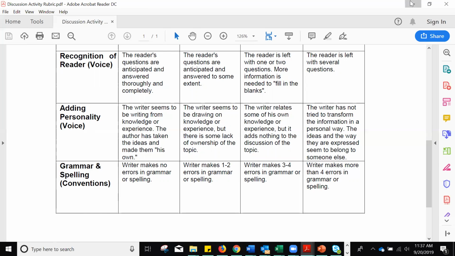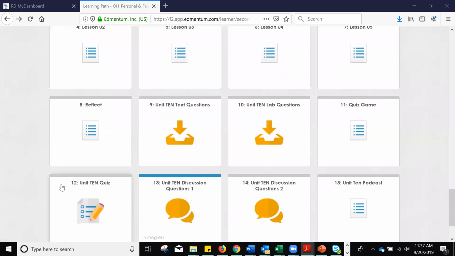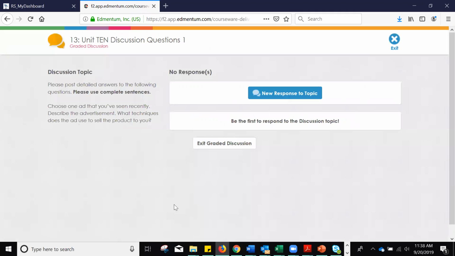So let's go back to the activities. Okay, so you are going to want to click on the discussion and make sure that you read through all of the directions in the discussion. So this discussion says, please post detailed answers to the following questions. Please use complete sentences. This is good advice on every single discussion, even if your course doesn't have that written at the beginning of the discussion.